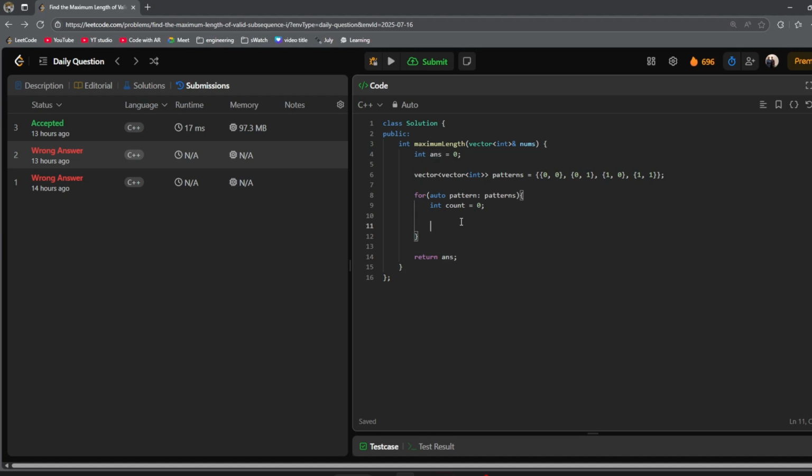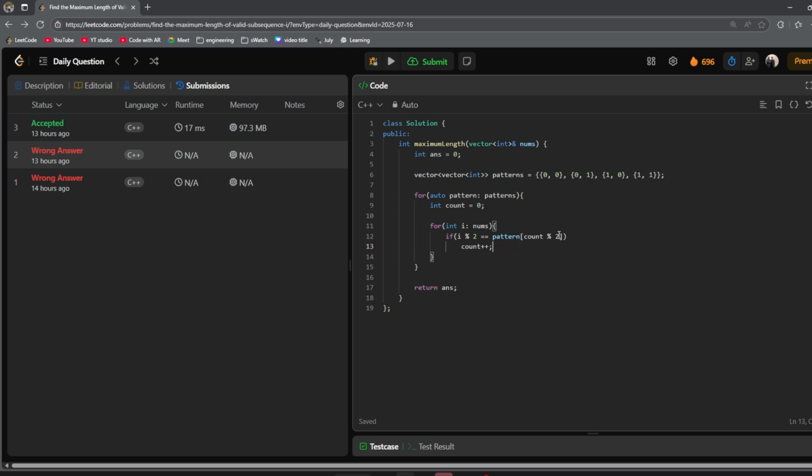I'm going to say that, okay, for each pattern, you have to traverse over the nums array, and you have to see if the parity of the current number is equal to the parity of the pattern over here. And how I'm going to establish that is by saying pattern of count mod 2, and this is actually a very beautiful strategy. For example, if I have gotten an even number and it matches this, I'm going to say, okay, count plus plus.